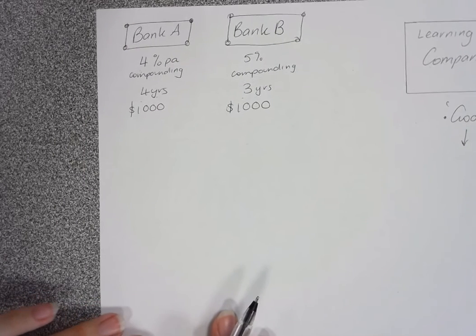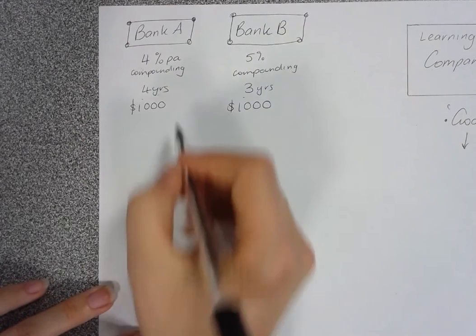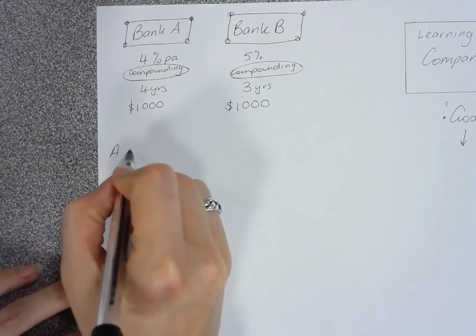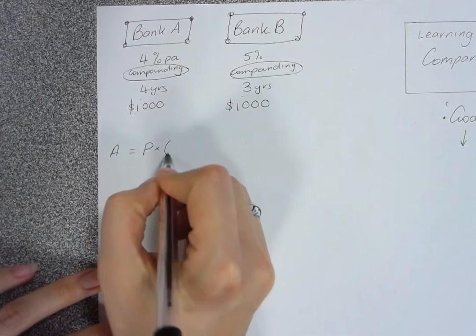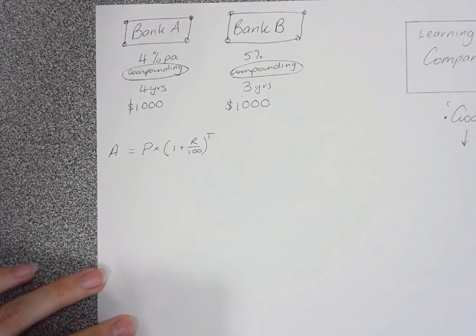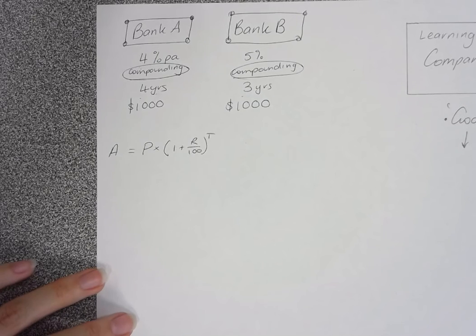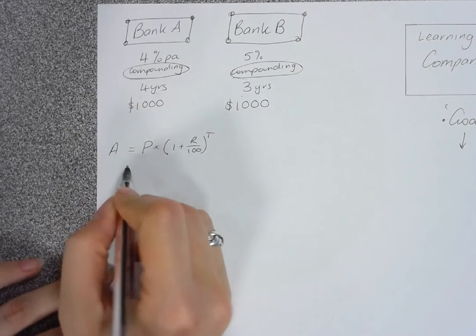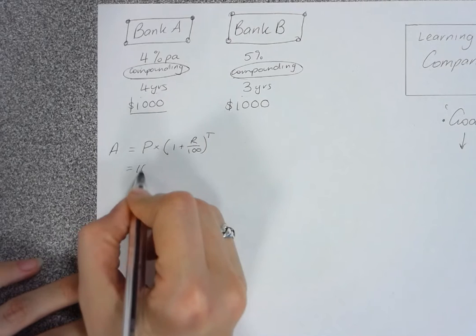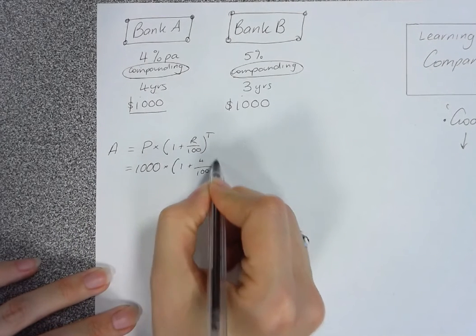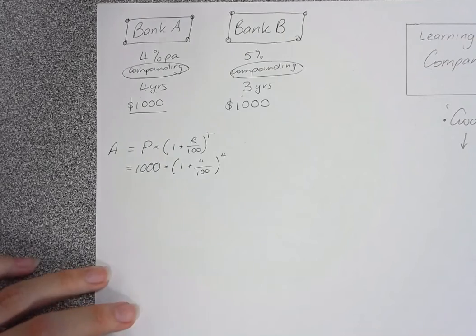Right, so we'll bring this one into the light. Okay, so we know that they are compounding, so we know that we are going to need to use the A equals P times (1 plus R divided by 100) to the power of T. We are going to need to use that to find a total amount over time, because what we want to do is figure out how much these loans are worth over the time period. So let's start with Bank A. We've got a P value here of 1,000 times (1 plus our rate of 4 divided by 100) to the power of 4, because it is 4 years.